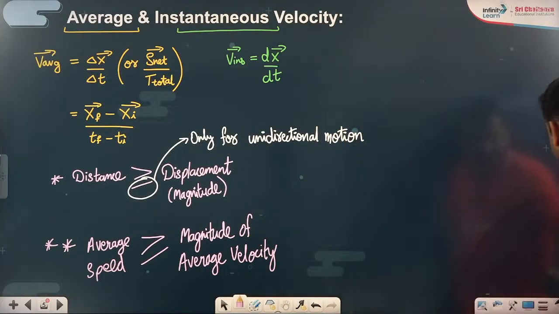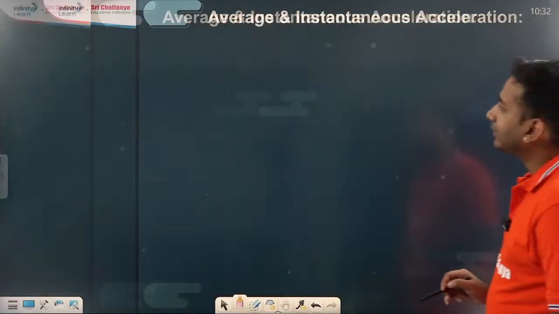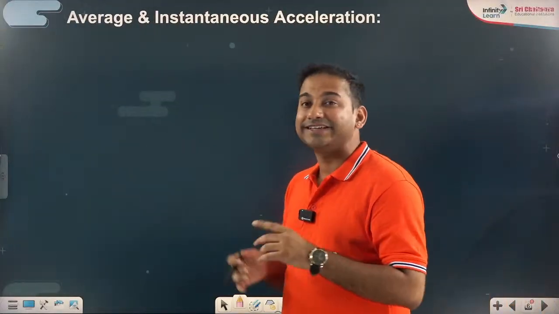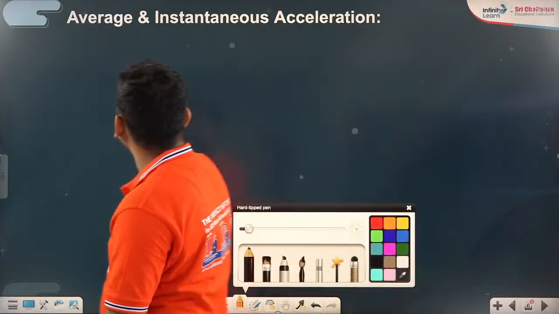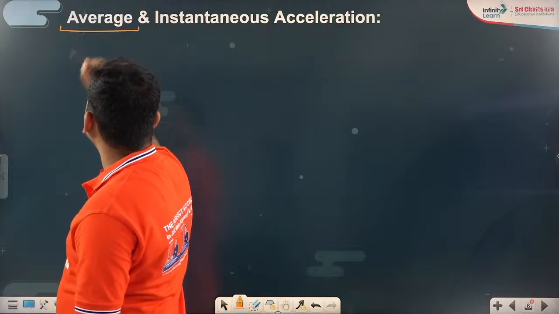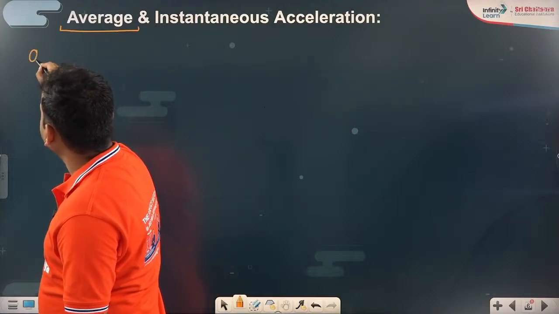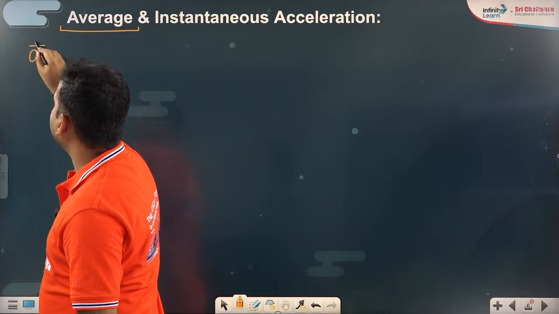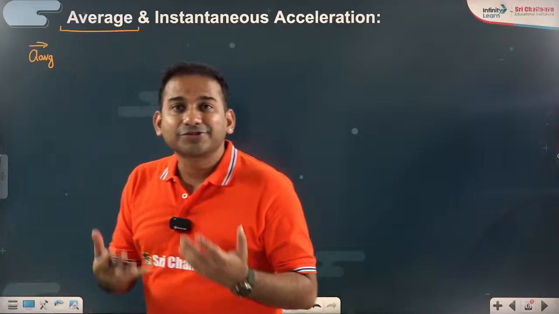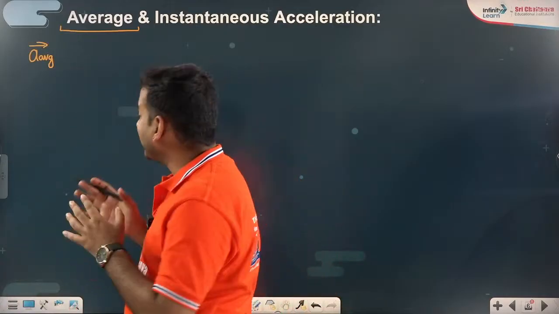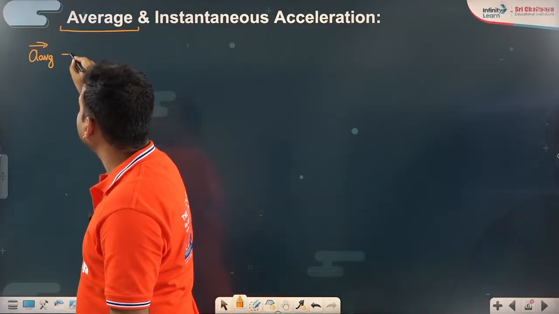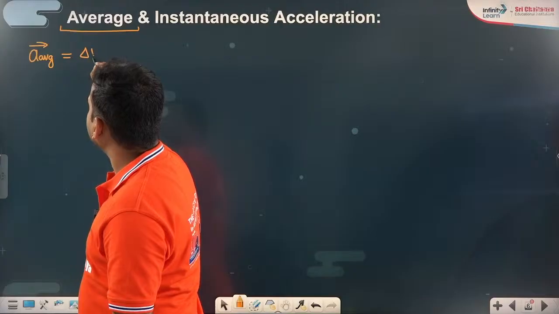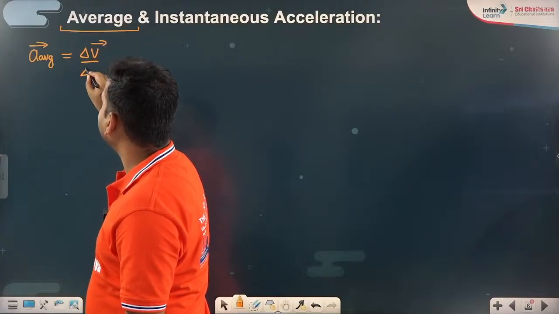No doubts? Very nice. So now let me take you a bit ahead towards the same average and instantaneous values, but this time of acceleration. Average acceleration, if I talk about, will be given by, again sir, average value. Average value means we are talking about a big interval relatively, which means we have to talk about substitution based things. So delta v vector by delta t.